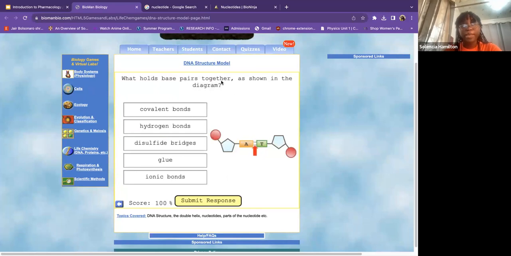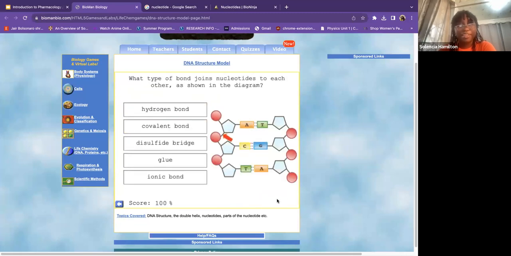Okay, so what holds base pairs together as shown in the diagram? What type of bond? Hydrogen, yeah. Okay. What type of bond joins nucleotides to each other as shown in the diagram? So we're looking right here. I think I said this once, but it was on screen, so I'm not sure if you guys saw it or heard me say it. But it's a covalent bond.